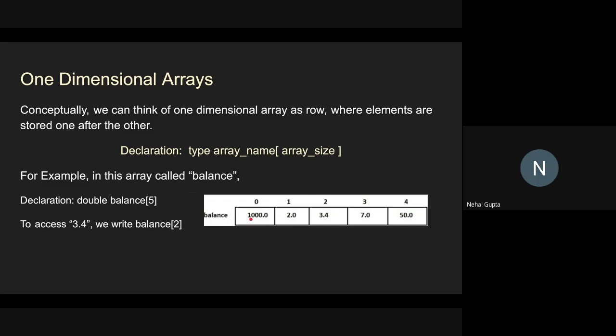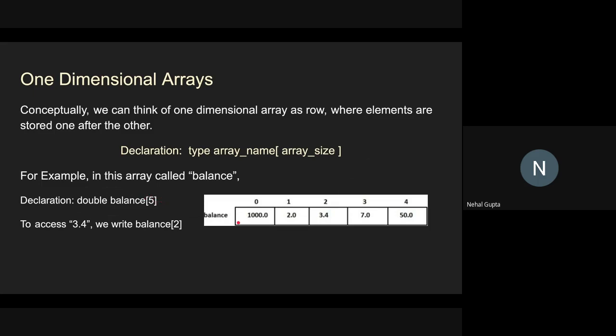And the data is 1000.0, 2.0, 3.4. So as you know, when we have a point involved, it is not an integer anymore. If the number is simply 2 or 3, then that is called int. But if it has points involved in that, then we do not use int. Then we can use double here.